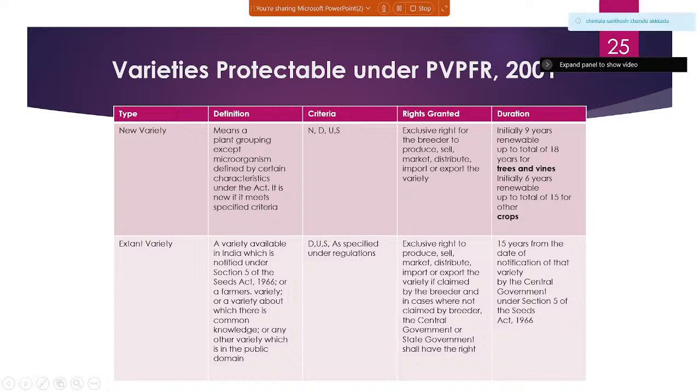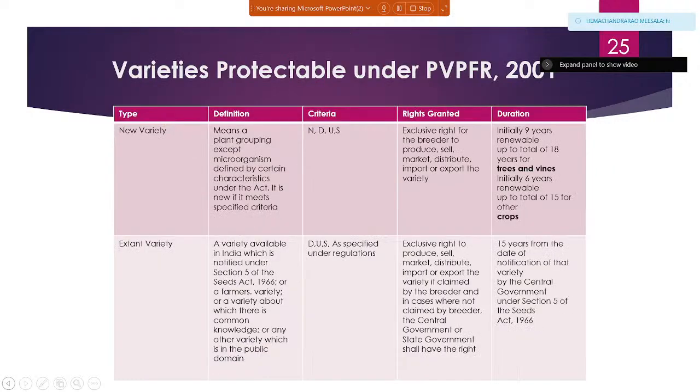Varieties protectable under this Act, as I told you, new variety, the criteria should be NDUS. I told you just a few slides ago, if it is a new variety, then NDUS all will be there. If it is not a new variety, remove N and keep DUS, right? So these are the criteria for registration, and the duration also you can see, initially 9 years and then total 18, and then for crops it's first 6 and then 9, so total 15. So I have told you these things. And extant variety is 15 years from the date of notification of that variety by the central government under section 5 of the Seeds Act 1966.